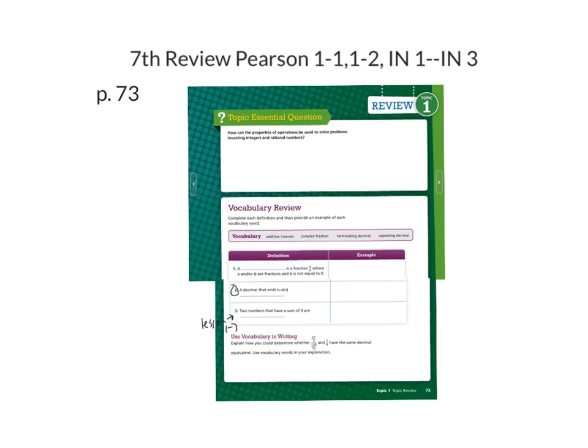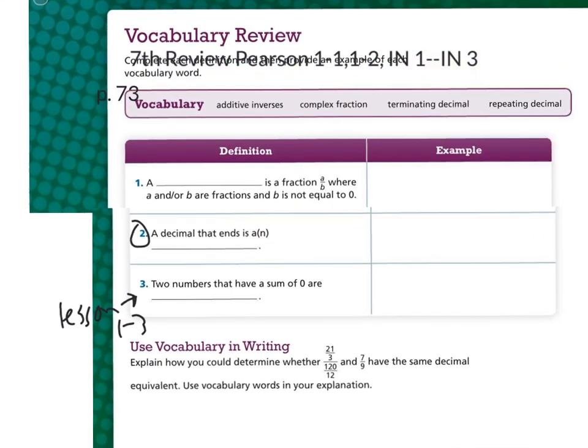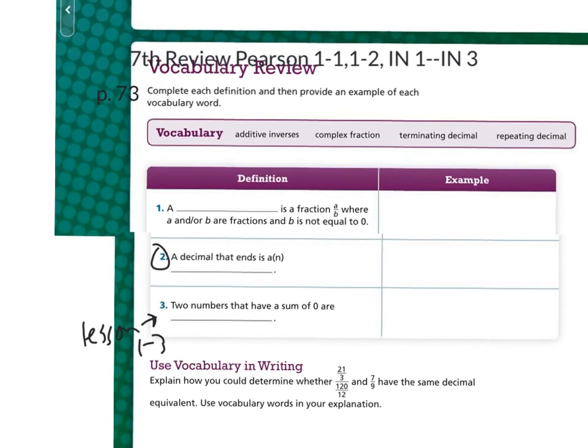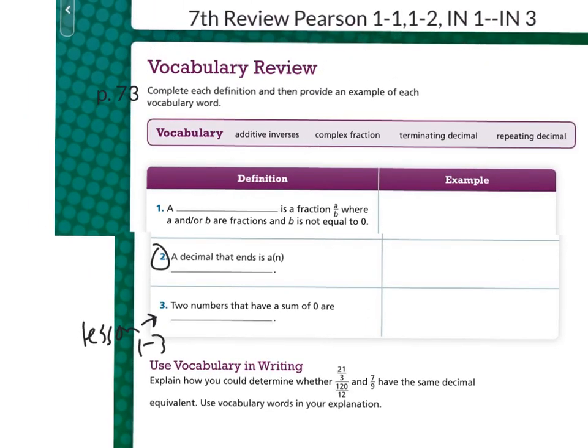Page 73, we're going to do some reviewing. Lesson 11, 12, IN1, IN2, and IN3. So on page 73, we've got just a couple of questions. We haven't done all of these yet. A little vocabulary review. So number 2 is one we can look at here.